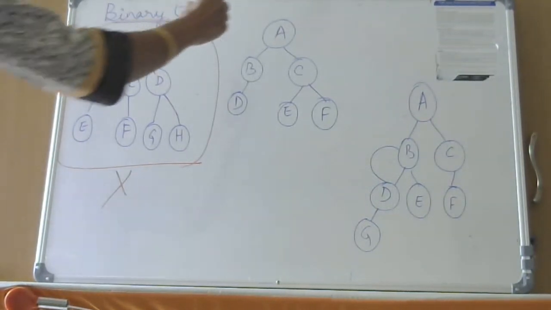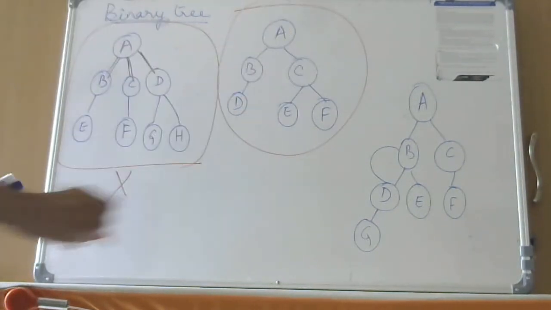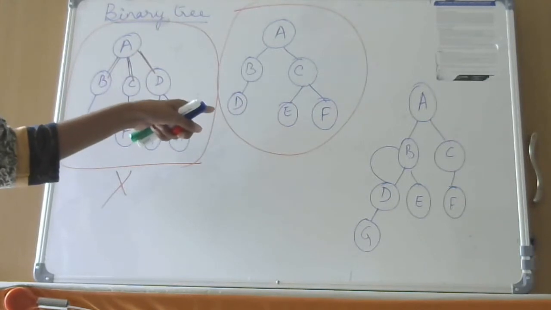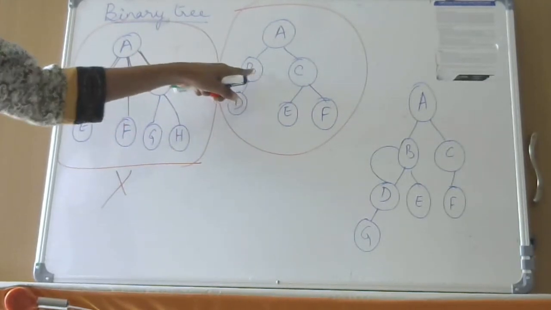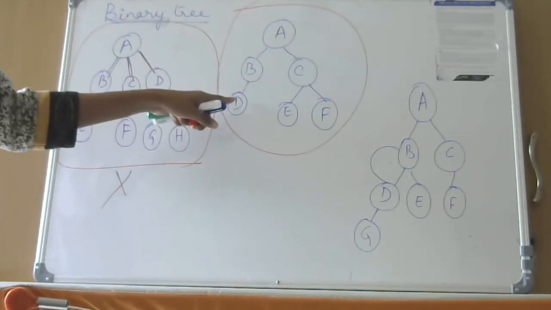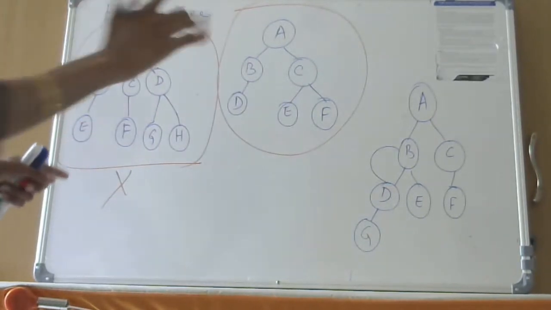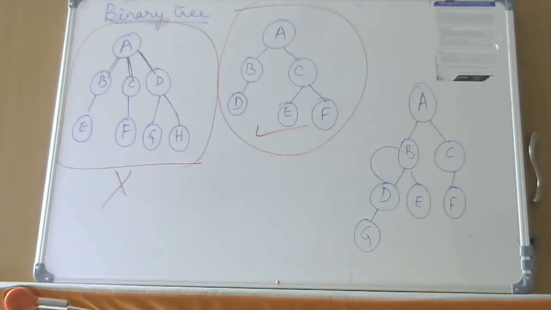Look at this second example. A is a root node. It has 2 subtrees, B and C. That is fine. B is a node. It has only a left subtree, 1 subtree. That's also fine. C has 0 or 1 or 2 subtrees. That is fine. So this is a binary tree. This is a very good example of a binary tree.